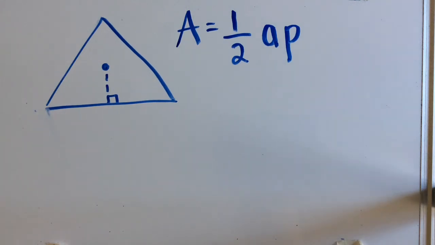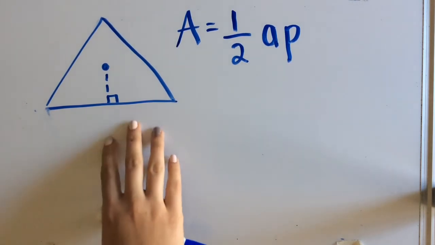All right, guys, so today we're learning about something called apothems. They're part of regular polygons. And if you guys remember, a regular polygon is any polygon, which is a two-dimensional shape, where all the sides of that shape are equal.